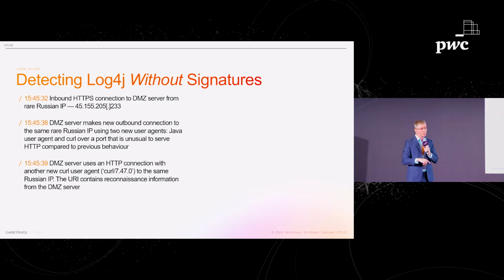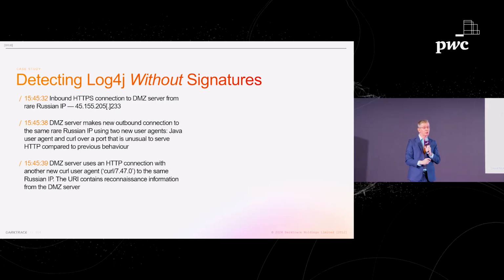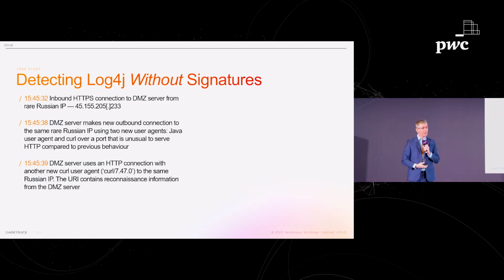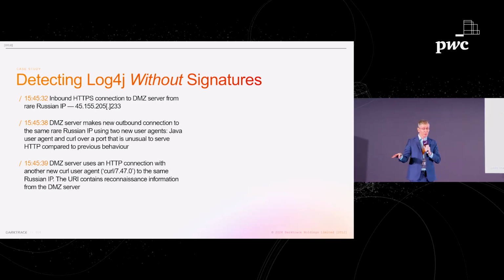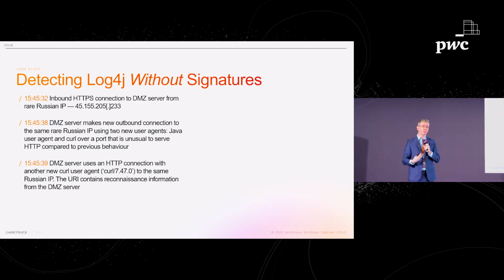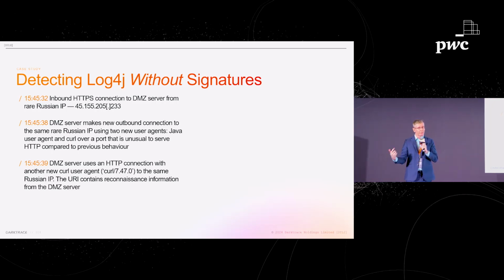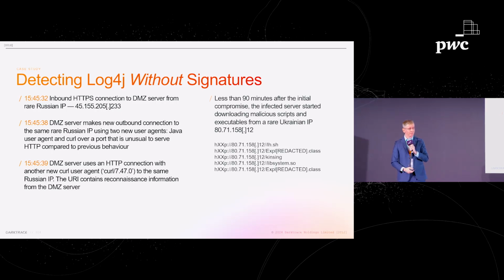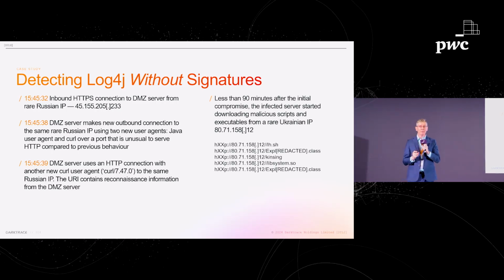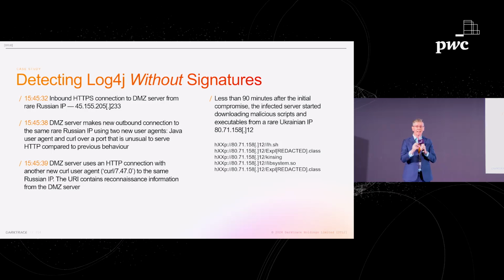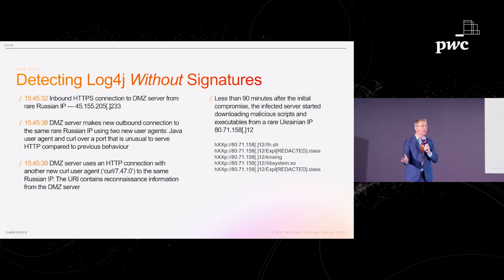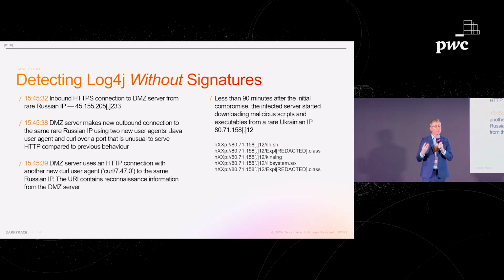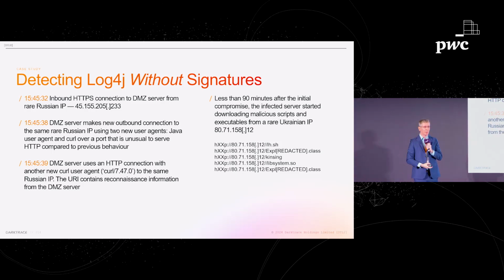Now, at the same time, or shortly after, we see this DMZ server using an HTTP connection back to another agent with the same information, and it's got reconnaissance information. Information is now leaving the organization. Okay, we want to stop this. This is getting bad. An hour and a half later, we actually see that DMZ server downloading scripts and executables, which is the start of a ransomware operation.